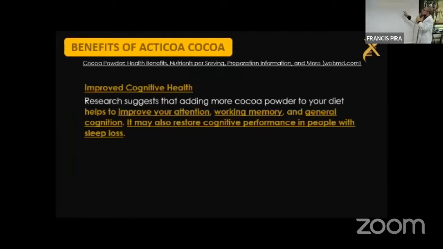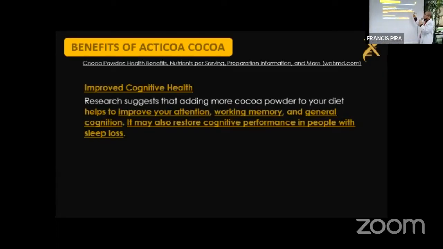So the benefits of the cocoa powder: improved cognitive health. It improves your attention, because it works in the brain, working memory and general cognition. It may also restore cognitive performance in people with sleep loss. So this will prevent people from going into Alzheimer's. It prevents the occurrence of Alzheimer's and, of course, the damage due to sleep loss.